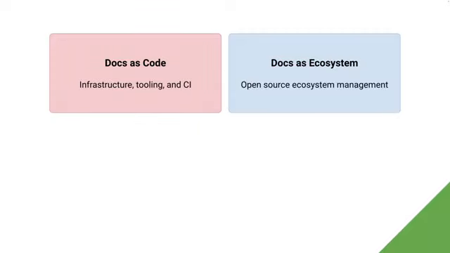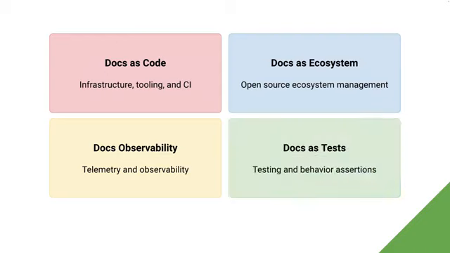There are lots of docs as things that we have out and about. We've got docs as code, and Gentle came up with it. It applies engineering infrastructure, tooling, continuous integration to documentation. It's what allows us to do things like linting and link checking and format checkers. We've got docs as ecosystem from Quetzalli Writes, and that talks about how to apply learnings from the open source ecosystem management to the documentation lifecycle. We've got docs observability, which was coined by Fabrizio Ferri-Benedetti, that applies engineering telemetry and observability to documentation.